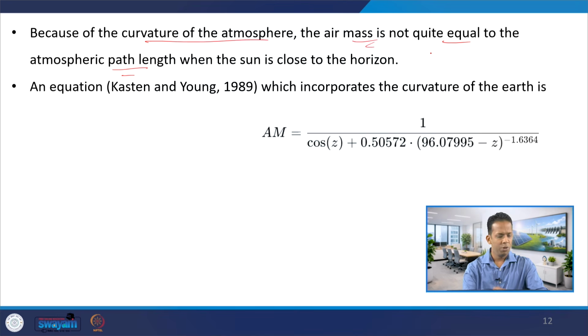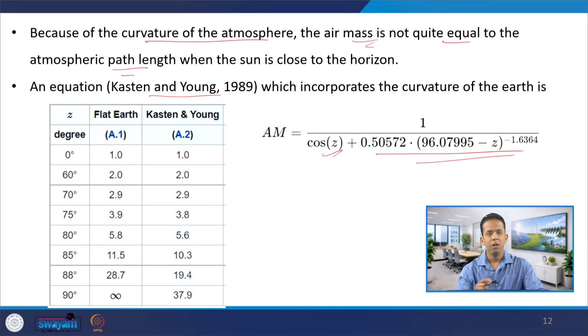One such equation is given by Kasten and Young in 1989, where you can see it's 1 upon cos z plus some zenith angle based mathematical correlation which takes into account the curvature of the earth's atmosphere. But commonly we use those simple approaches because for most of the angles, at least till 75 degree, the values given by both approaches are almost similar.